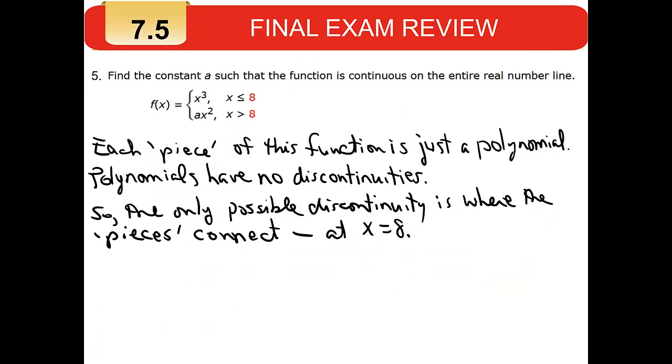Number 5 is another continuity problem. Now, with these problems where the function is defined by more than one rule, the most likely break in continuity is where the rule changes. In fact, each of those pieces is a polynomial, and as we should know, a polynomial is continuous everywhere. So the only place that a jump, a break in the continuity, could occur would be at the place where the rule changes, and that's at 8. So you need to consider what happens to the top part and the bottom part when x is equal to 8.